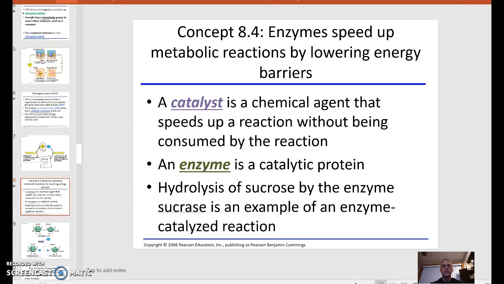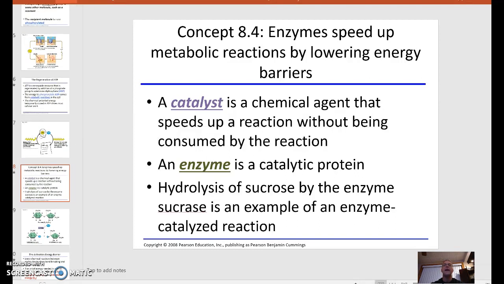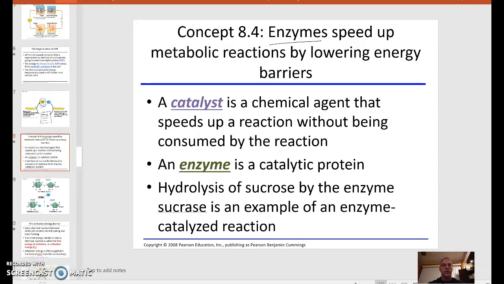So looking at how ATP is so important and being able to couple reactions together really emphasizes the need to have efficiency. And when you take a look at living organisms, they rely on biological catalysts, which are enzymes, and that's where section 4 comes in.